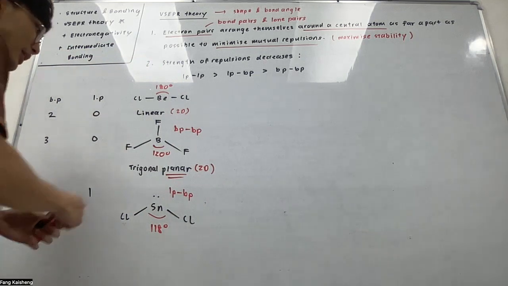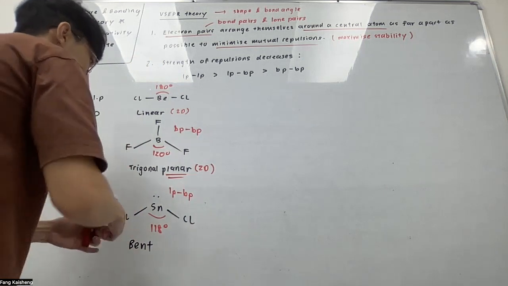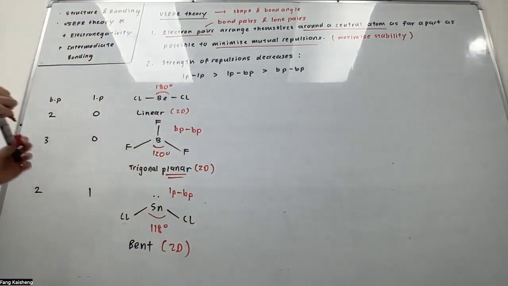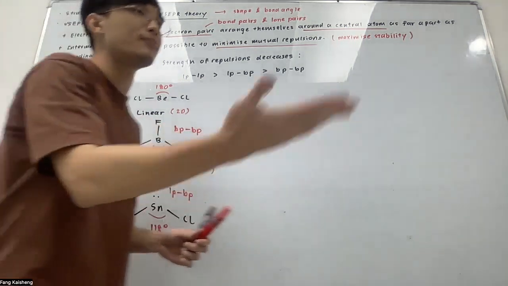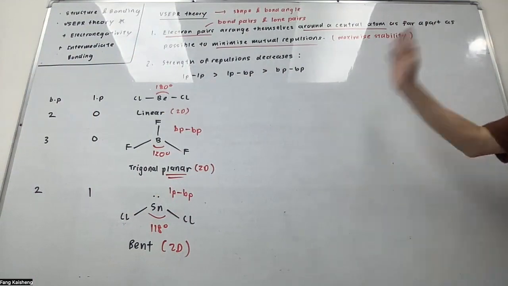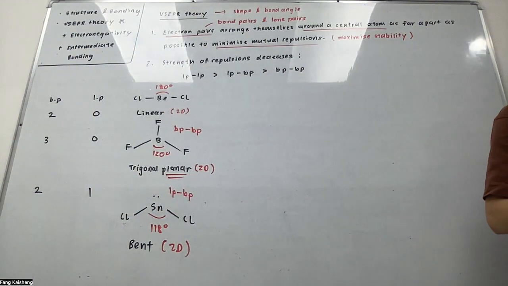Make sense? The name for this one is as obvious as you can get: bent. And same thing, we are still with the 2D shapes. So if you put all these 3 molecules onto a flat piece of paper, nothing will be protruding out. So all these are easy shapes. Now let's move on to the more important ones. So far, so good? Okay, next.